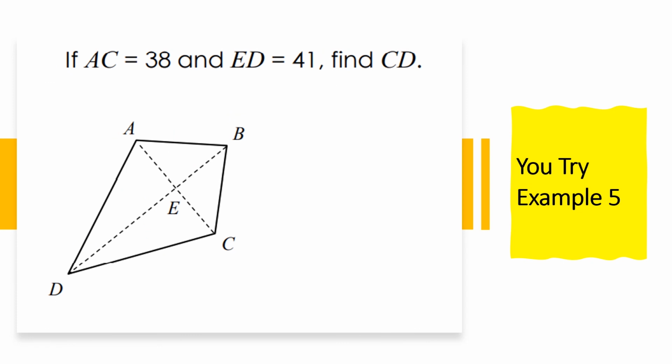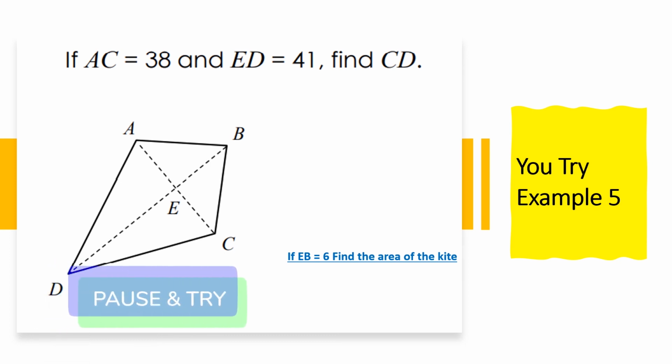Alright, so the last problem here I would like for you to try on your own. The added piece also, so find CD. Then if EB is 6, find the area of the kite. So go ahead and pause this video and try it on your own.